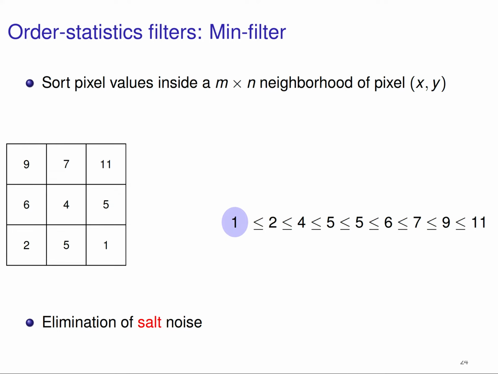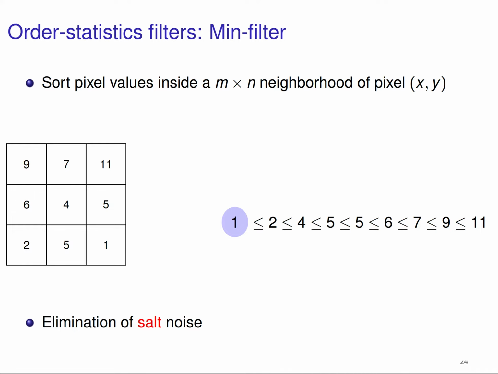Usually we will have something in an image, a noise called salt noise, which looks like white dots. What we will be doing is replacing the middle pixel with the darkest value to eliminate the salt noise. It's called salt because it's like white grains or dots in your image.